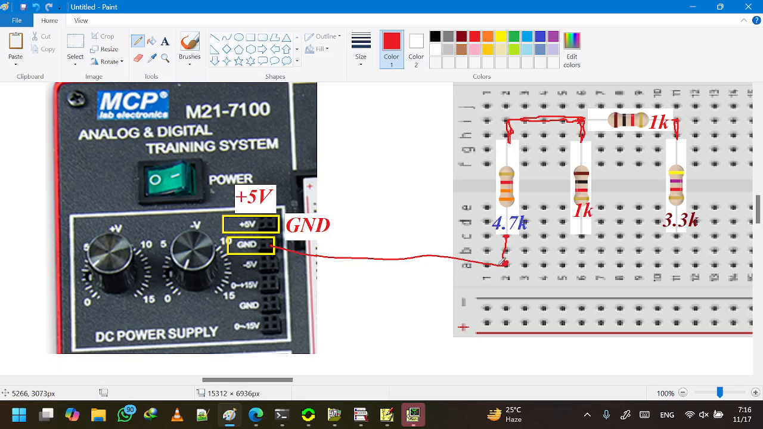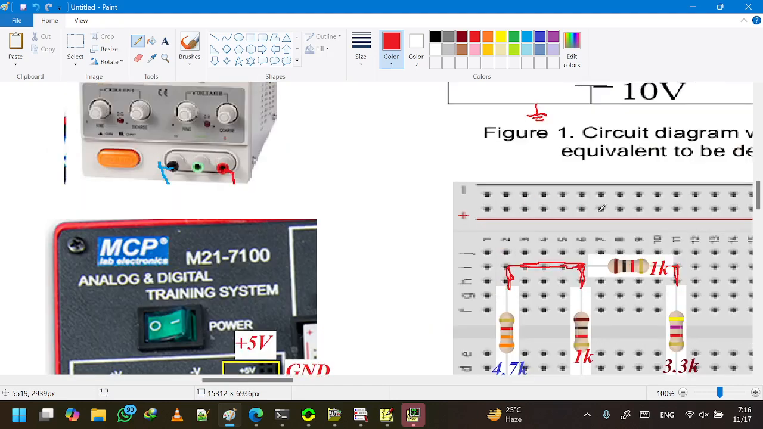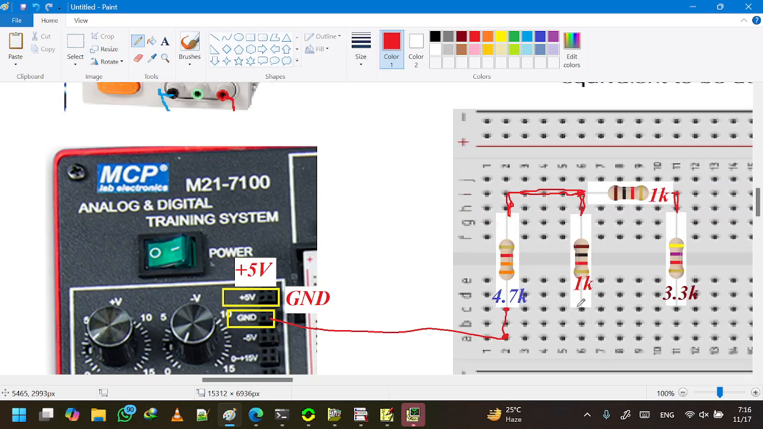Now we need to connect a 5-volt source to the 3.3 ohm resistor and the 10-volt source to the 1 kilo ohm resistor. So we take the voltage source. The positive terminal of the voltage source should be connected to the bottom part of this 1 kilo ohm resistor.